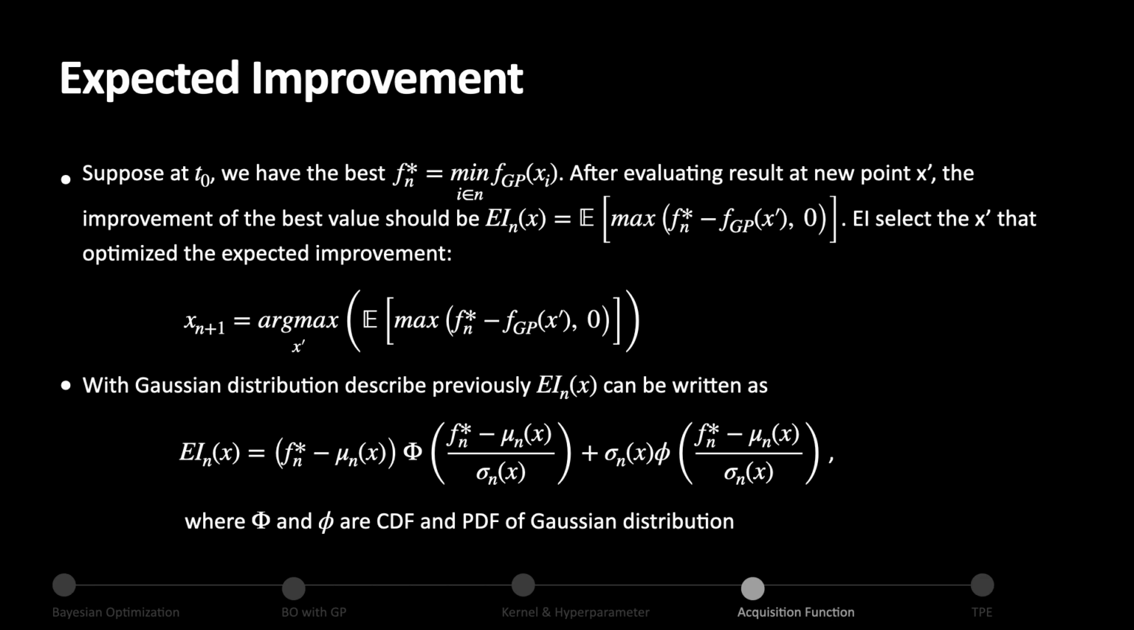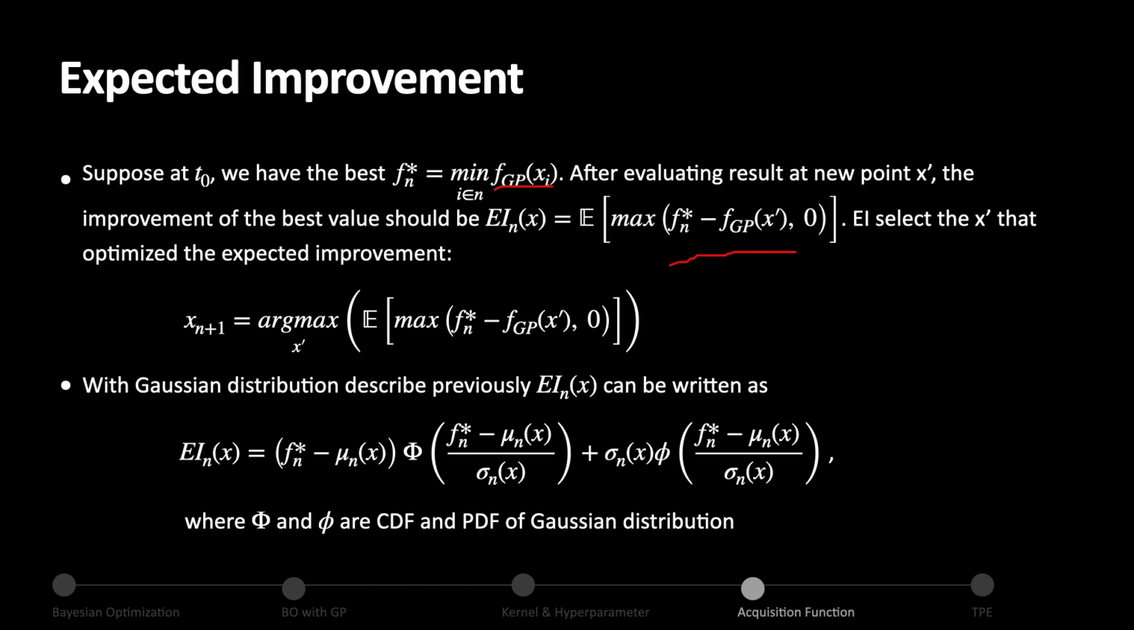The next is expected improvement. It is the most common acquisition function. Suppose at t0, we have the best fn star. It's the minimum f_GP of xi for all xi. After evaluating the result at a new x point, the improvement of the best value should be the expectation of the maximum value of fn star minus f_GP of x prime, or 0.